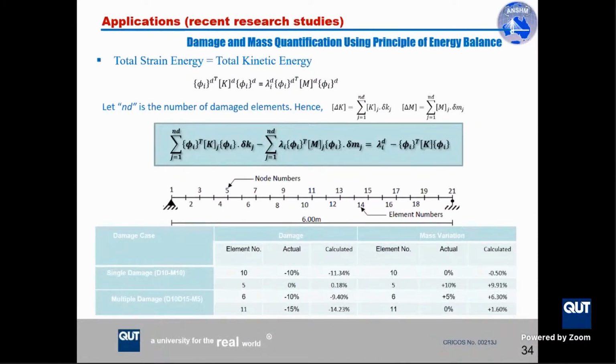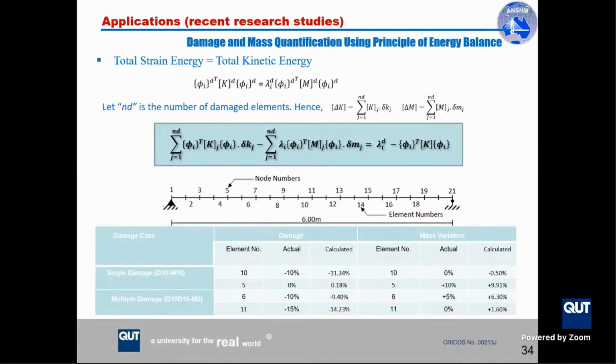We improve the quantification methods for the damage and the mass variations at the same time using the principle of energy balance. So we always have this relationship: total strain energy is equal to total kinetic energy, which is represented by the equations. So if we know the number of damaged elements, which can be found from the method in the previous slide, we can have these equations with a reduced number of unknowns. And by inverse calculations, we can identify both damage and mass variations.